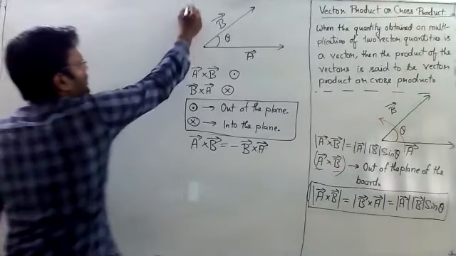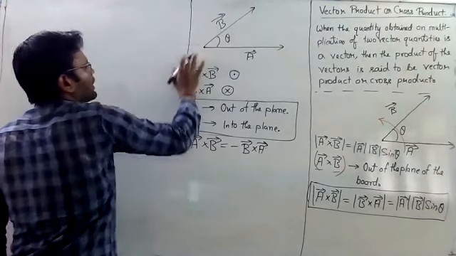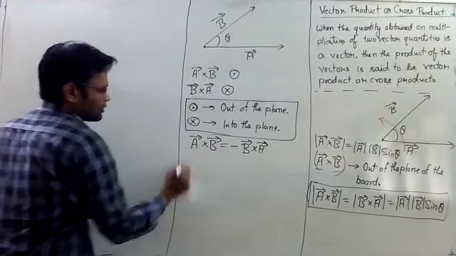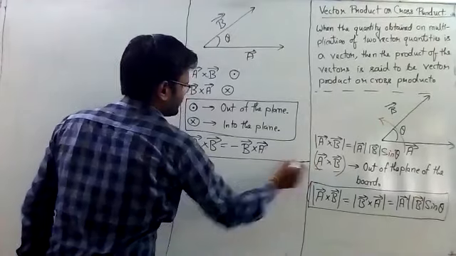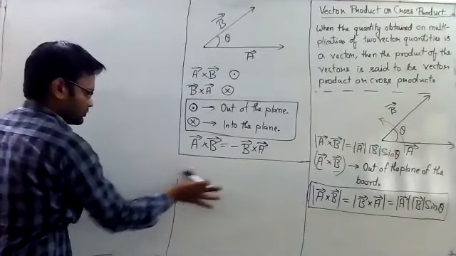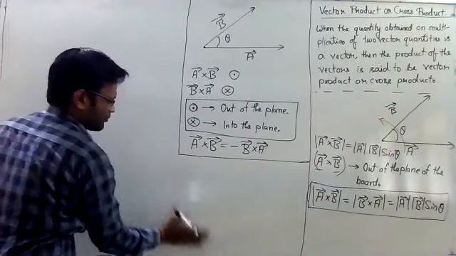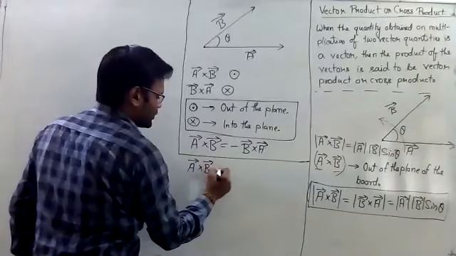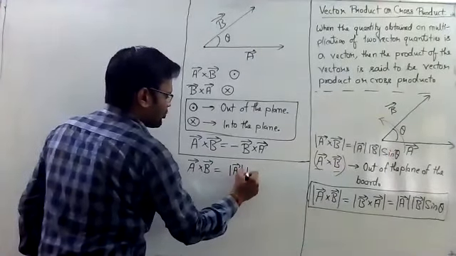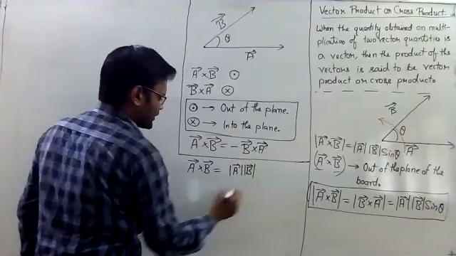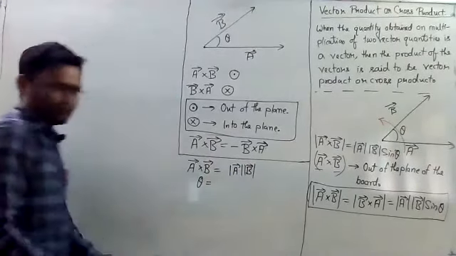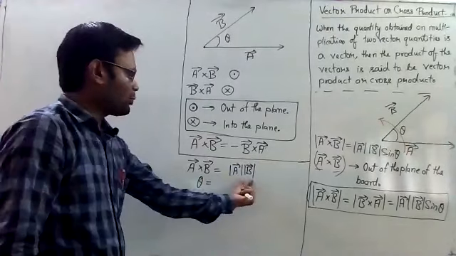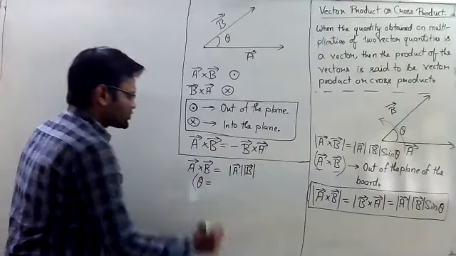Now, with the help of an example, I will explain why we are taking the magnitude as AB sin theta. If I say A cross B is equal to magnitude of A into magnitude of B, then what is theta? In which condition will I get this?